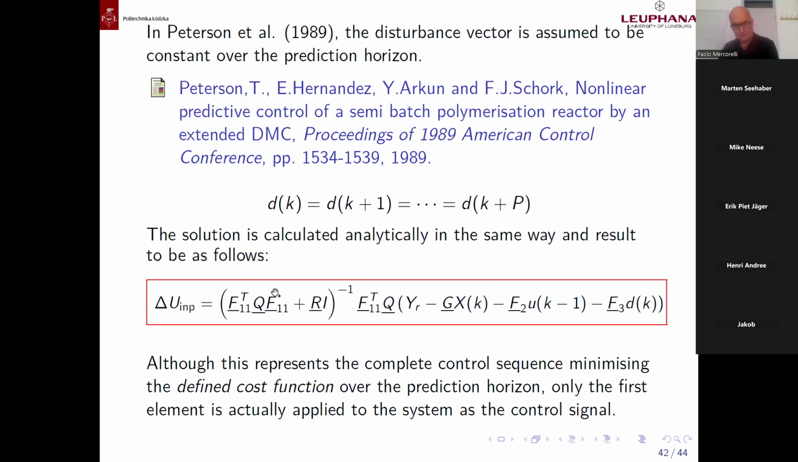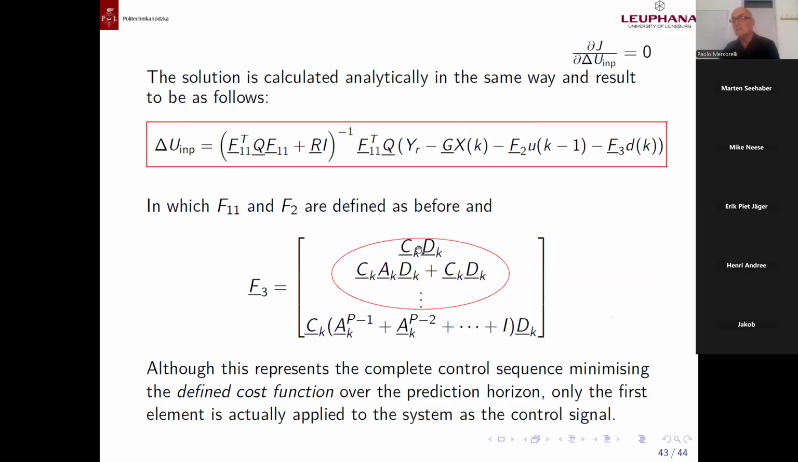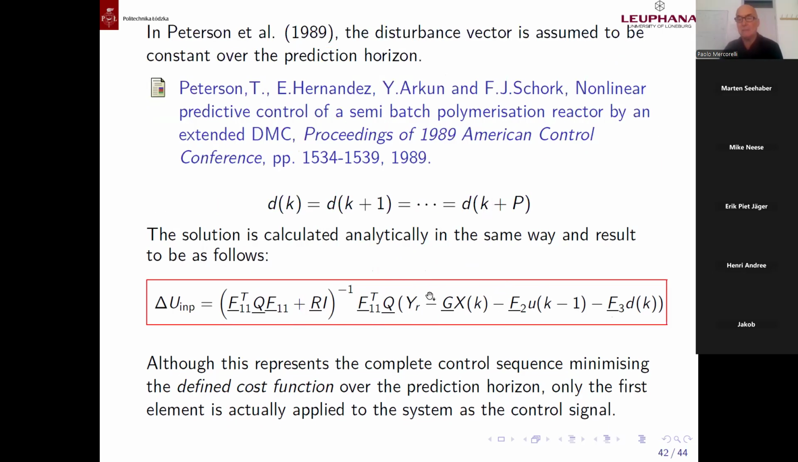This is the solution, which is based on this delta U, to which we have to add this F3. But F3 is quite similar to the solution when U is constant, but instead of B, we have D. This matrix here, which basically is a column, if the disturbance is just one element, D of k, not capitalized. D of k must be known.